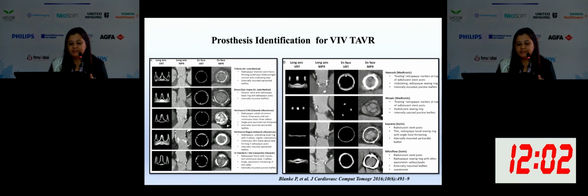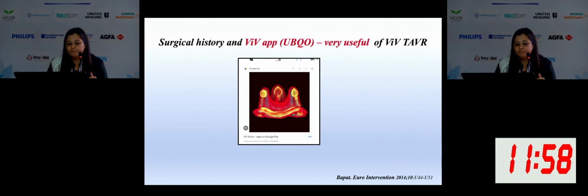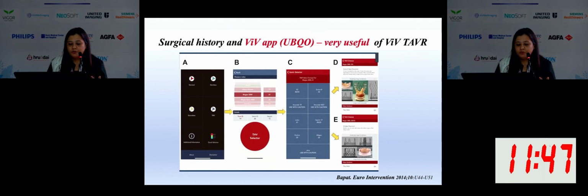Now, these are a few references which I told you, which will help you identify the valves. There is also a very important app which you can freely download on your phones. It is called the valve-in-valve app. It's available for both aortic as well as mitral, which gives you a detailed assessment of stented valves, how they will look, what the sizes are, and what the next valve-in-valve suggestions are of valves that can fit into it.